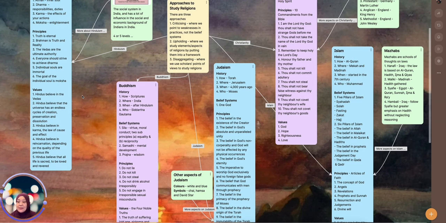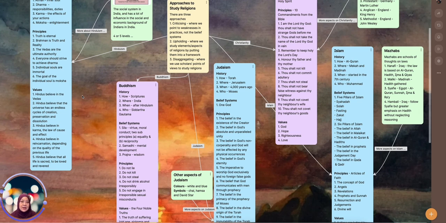Third, Hindus believe in karma, the law of cause and effect. So if today you are doing something bad, that means maybe tomorrow or maybe in your next life, you will receive the effect. Number 4, Hindus believe in reincarnation depending on the quality of the previous life. And last but not least, for the value in Hinduism, Hindus believe that all life is sacred, to be loved and to be revered.